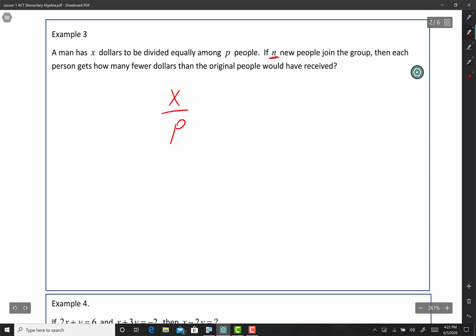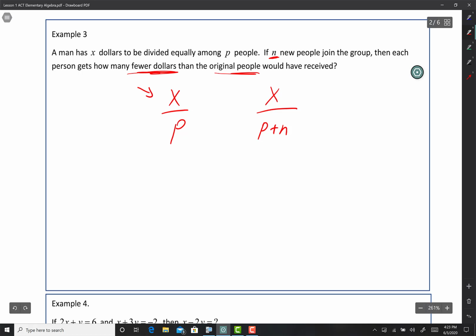Well, if I've added N people, the amount of dollars hasn't changed, and then P plus N. So this is how much you're going to get. This here that I just wrote, X over P plus N, is your new amount of how much each person is going to get in dollar amounts. Now, they don't want to know how much I'm going to get now. They want to know how much fewer. Look what it says. Then each person gets how many fewer dollars than the original people would have received.